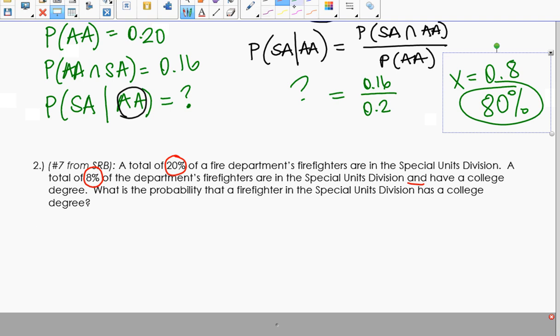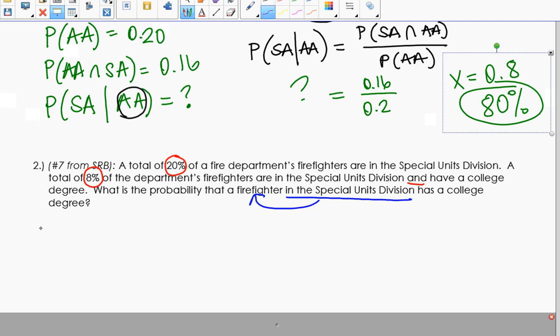Okay, so again, it's just like the question above. What's the probability that a firefighter in the special units division, that's describing the firefighter. So you can read it as, what is the probability that a firefighter has a college degree, knowing that they're in the special units division? Okay, that's the "knowing" part from yesterday.